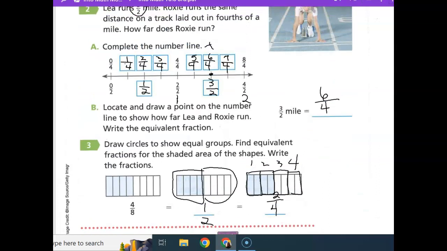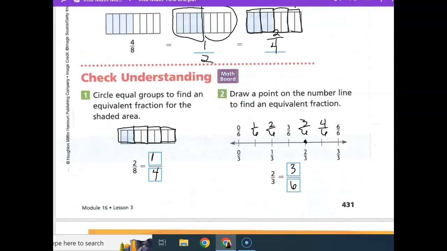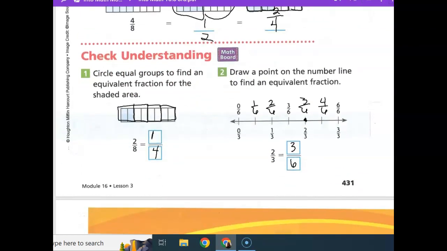Go ahead and work on your check your understanding, and come back to the video when you're done. As you can see, it says circle equal groups to find an equivalent fraction for the shaded area. So it was in 8s, and 2 of the 8s were shaded, and I decided to put 4 groups, and 1 of the groups is shaded.